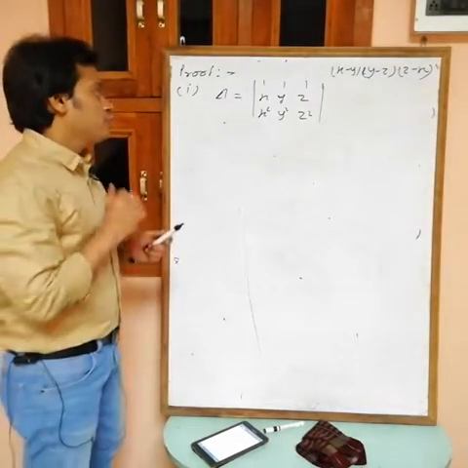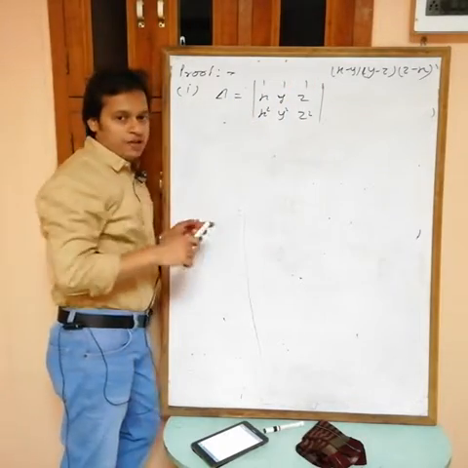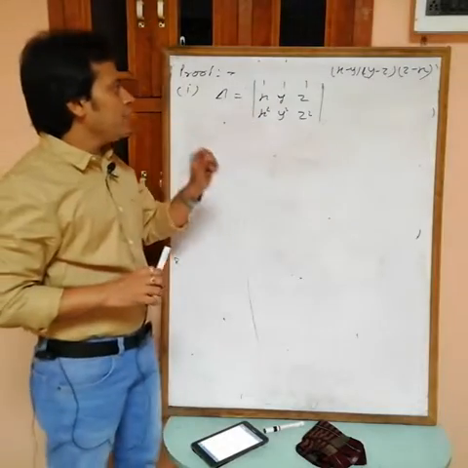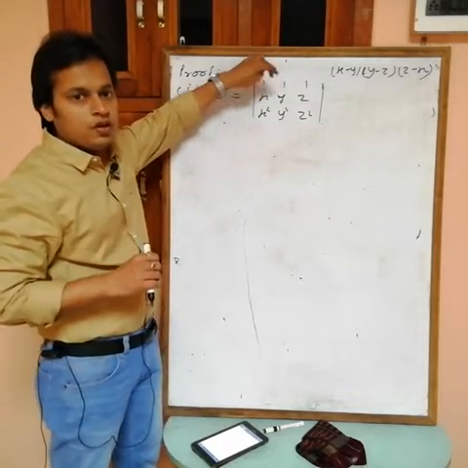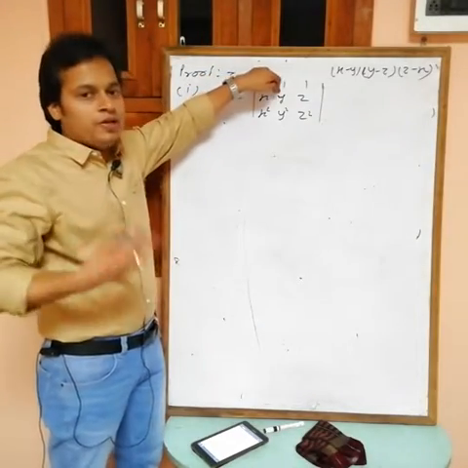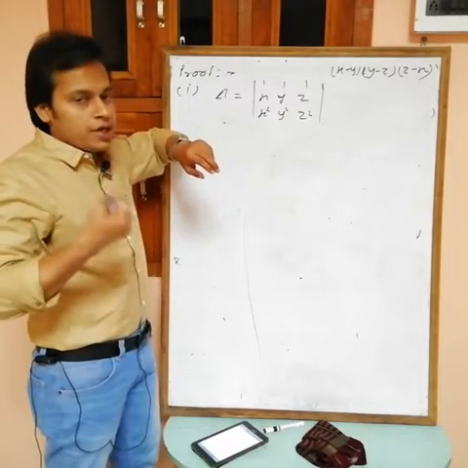Now which property do we have to use? See, in the RHS what do we want? x minus y. In this determinant you will get x minus y if you subtract this one minus this one. If you take this one minus this one, then you will get x minus y. But can I perform this action?